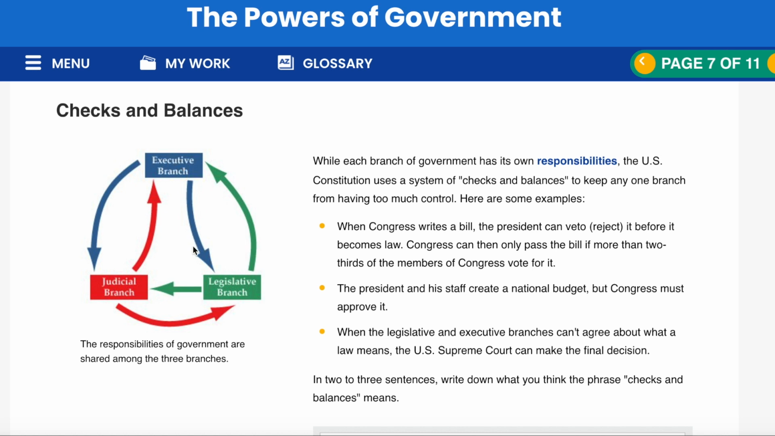Finally, when either one of these two branches cannot agree on what a law means, the U.S. Supreme Court, or the judicial branch here, can make the final decision between what these two branches believe. In 2 to 3 sentences, I want you to write down what you think the phrase checks and balances means. This is question number 2 on your corresponding worksheet.